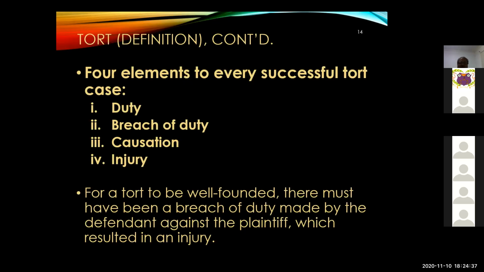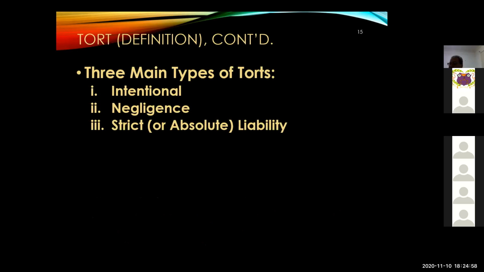The 4 elements to every successful tort are duty, breach of duty, causation, and injury. So for a tort to be well-founded, there must have been a breach of duty made by the defendant against the plaintiff, which resulted in an injury. And there are 3 main types of tort: intentional torts, negligence torts, and strict liability or absolute liability torts. Examples of these I'm going to go through on the next few screens.